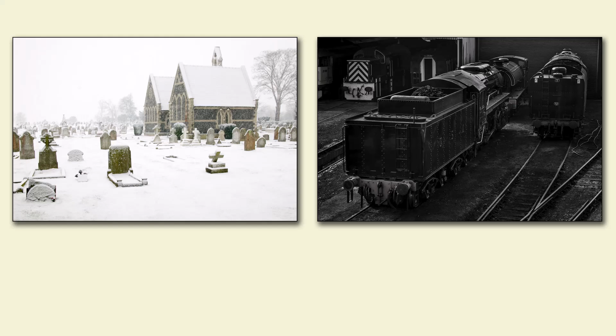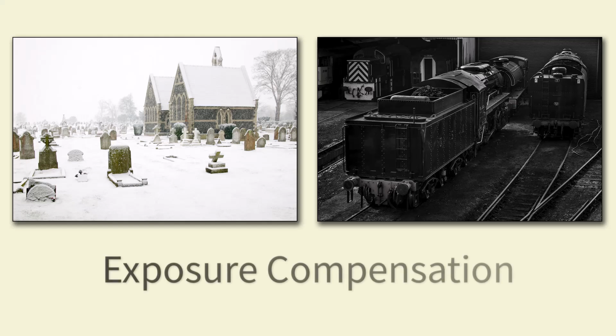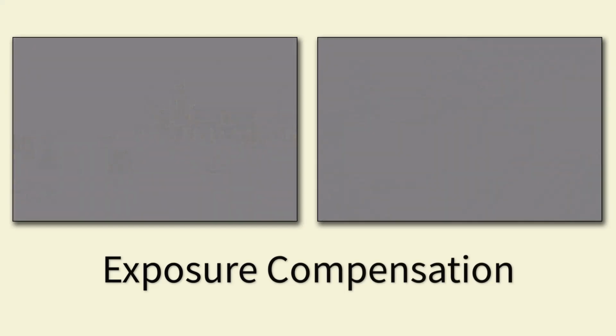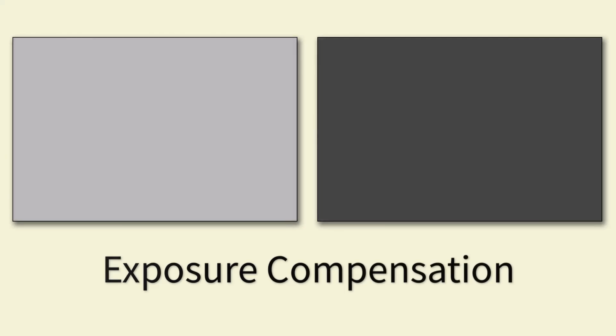So anytime we point our camera at a scene that's not average, one that contains lots of light tones or lots of dark tones, we have to step in and compensate for the exposure the camera will give. Now, most cameras have a button or a wheel on the back to allow exposure compensation to be applied even when the camera is raised to our eye.